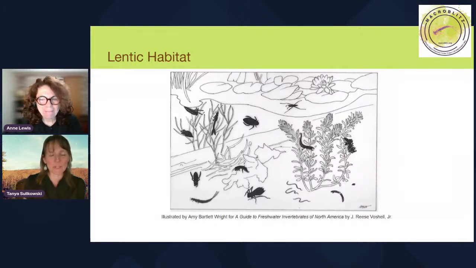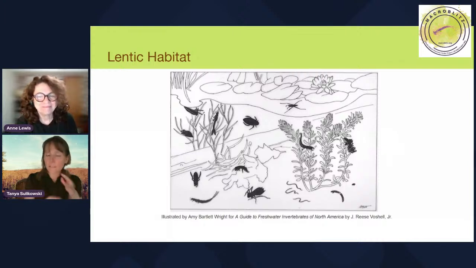So Amy Bartlett was tricky. She put 14 in each picture. So these were a little bit easier to spot because there's less complexity in this habitat, right? I mean, there's still a lot of different little nooks and crannies and microhabitats here, but a little bit more open. And the macroinvertebrates in the system are taking advantage of those resources.